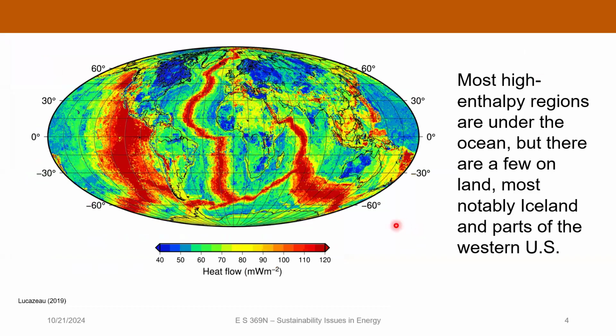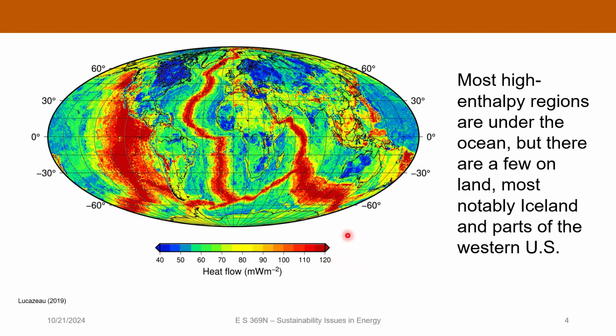So let's look at a map here. This is a map of global heat flow. Heat flow on the surface of the Earth varies considerably. This contour here is going from 40 to 120, and that's in milliwatts per square meter. The places you want to look for are going to be where you have very high heat flow, because that means you've got hot rocks very close to the surface.